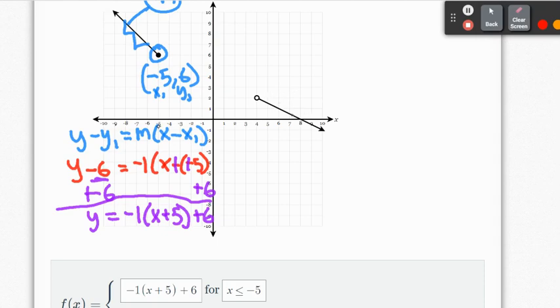And just like before, I'm going to use any point and the slope. I'm going to use this point right here. This is the point 8, 0.